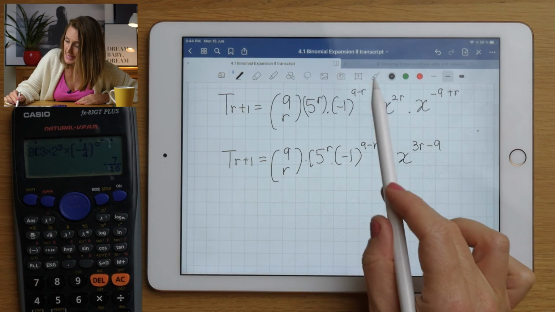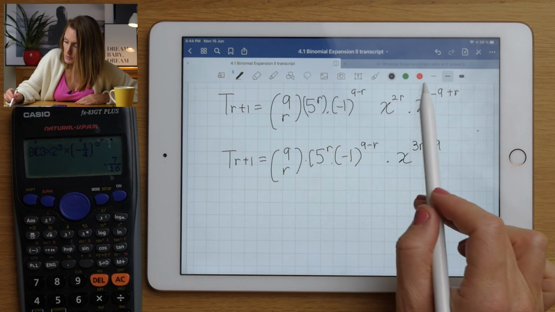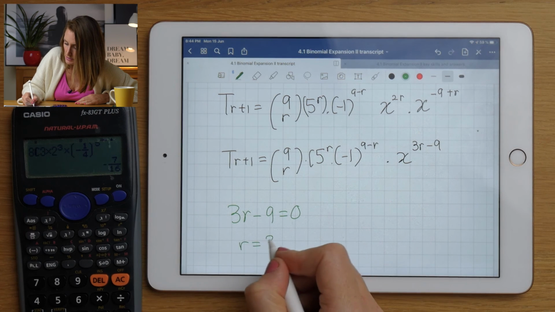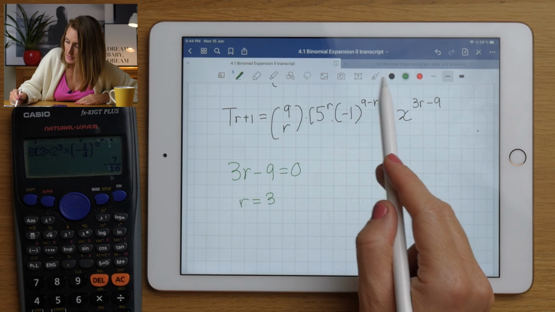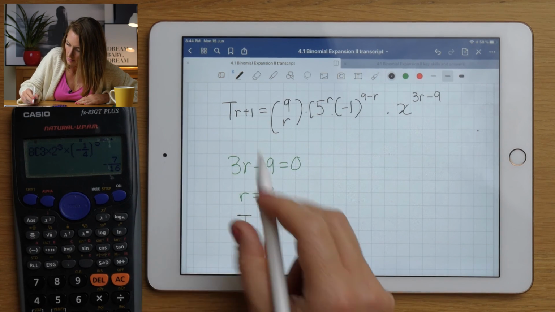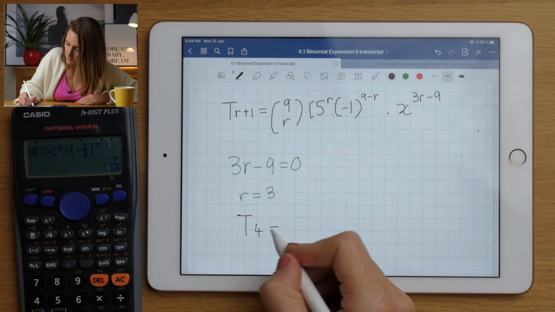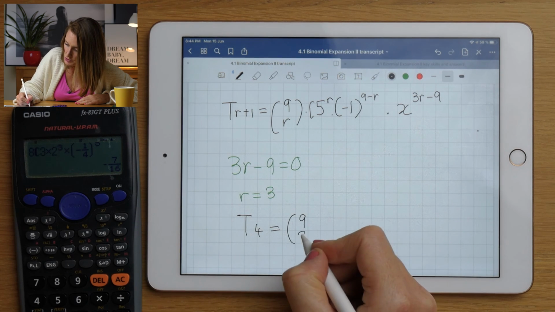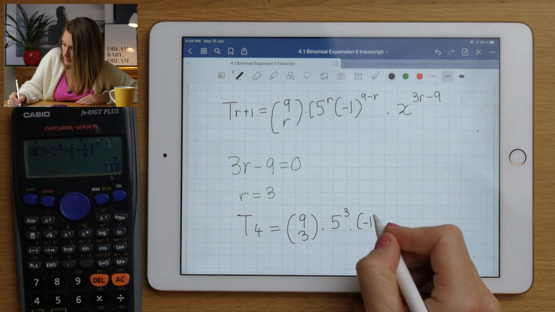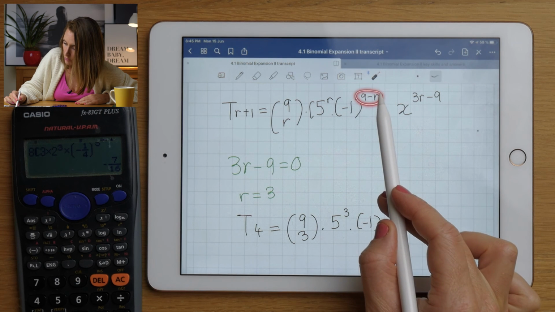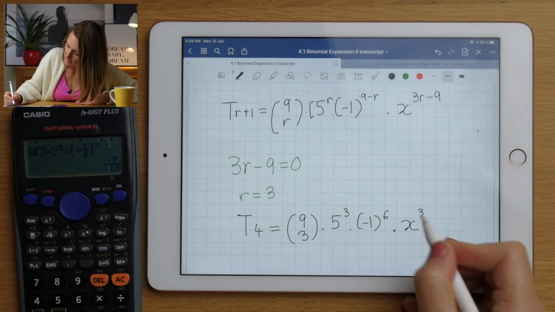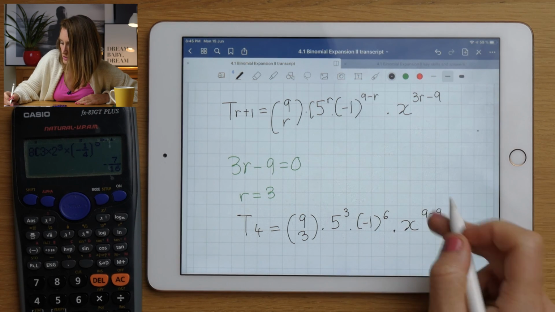Now we need this one to be independent of x, so we need this power to be 0. So solve that equation. 3r minus 9 needs to be 0, so r needs to be 3. All you need to do then is sub this 3 in everywhere. r plus 1 would be 4, so it would happen on the fourth term. So we would have 9 choose 3, 5 to the power 3, minus 1 to the power of 6. And then it would be x, 3 times 3 is 9, minus 9, which is x to the power 0.